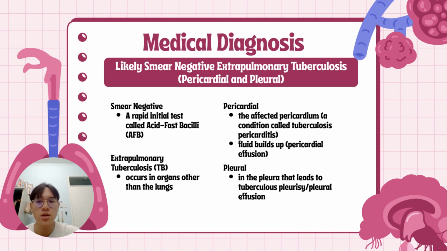Third is pericardial. So in this case, the pericardial is affecting the pericardium, a condition called tuberculosis pericarditis, where it builds up fluid that turns into pericardial effusion. Lastly is pleural. In this case, it happens in the pleura that leads to tuberculosis pleurisy or pleural effusion.